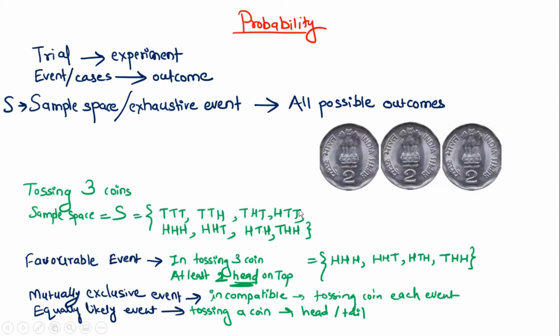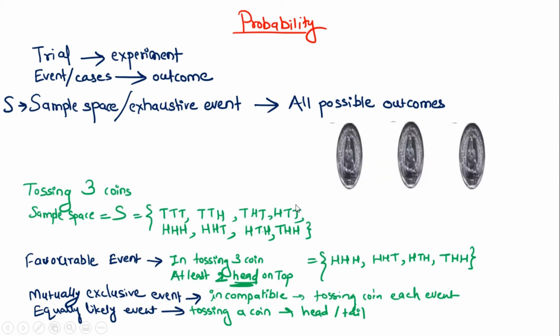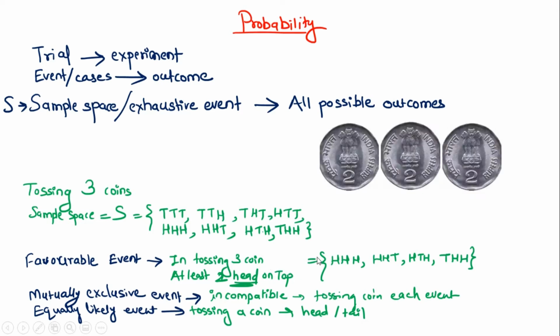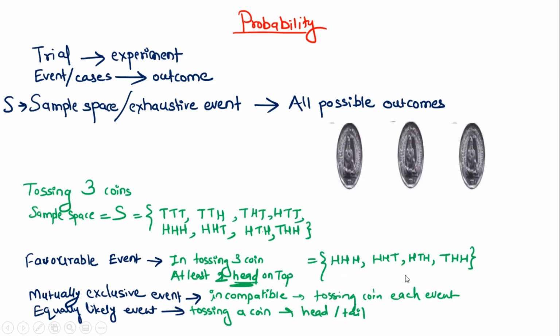Favorable event. Let's perform this experiment. You are tossing 3 coins, and additionally I say that at least you should have 2 heads on top of your coins. In that case, among all of these, you just need to pick only the possibilities where you have at least 2 heads. So the possibility can be 3 heads or 2 heads. These are all the possible solutions for this particular special case. Now this is called your favorable event.